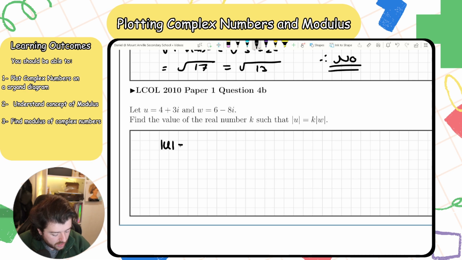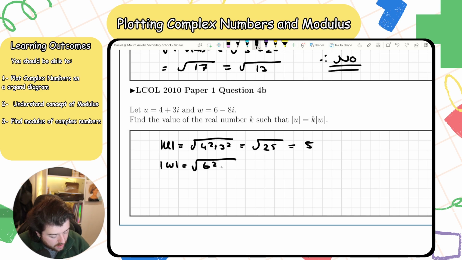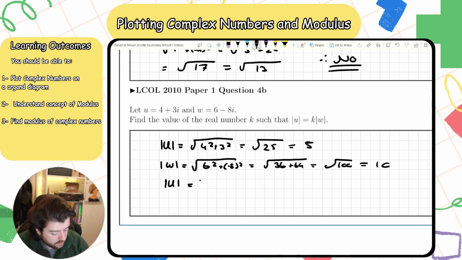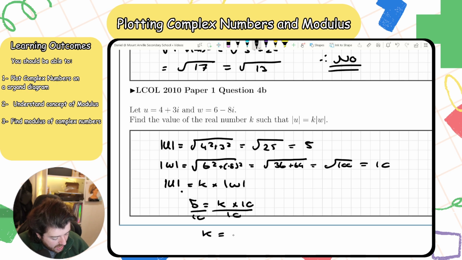So the modulus of u is going to be equal to the square root of a squared plus b squared. So it's going to be 4 squared plus 3 squared, which is going to be root 25, which is equal to 5. Modulus of w is equal to the square root of 6 squared plus minus 8 squared, which is equal to 36 plus 64, which is root 100, which is equal to 10. So the modulus of u equals k times the modulus of w. So the modulus of u is equal to 5, is equal to k times 10. I want to get k on its own, divide both sides by 10. I'm going to get k is equal to a half.